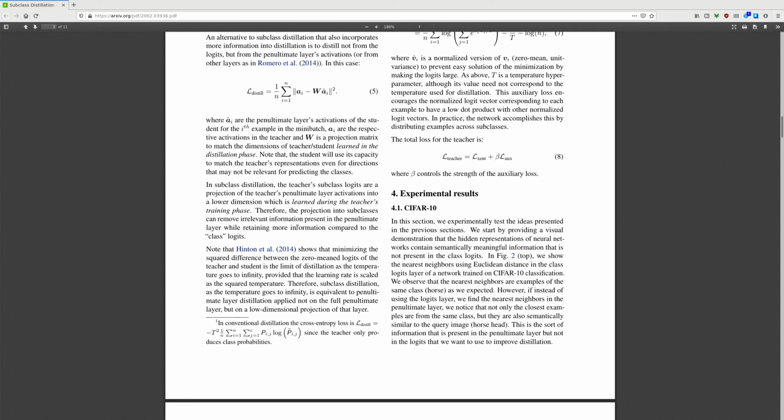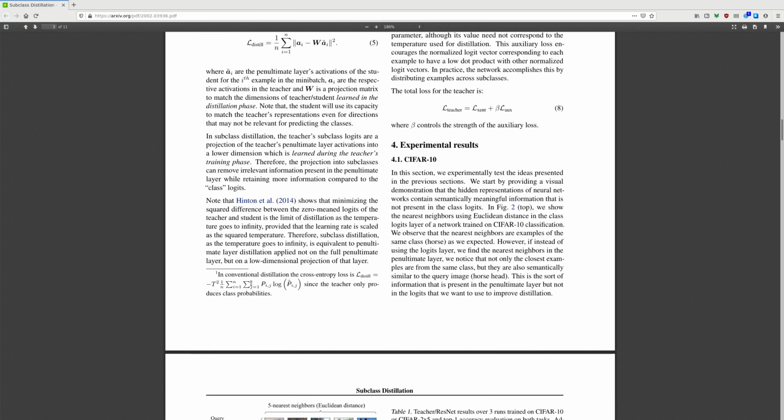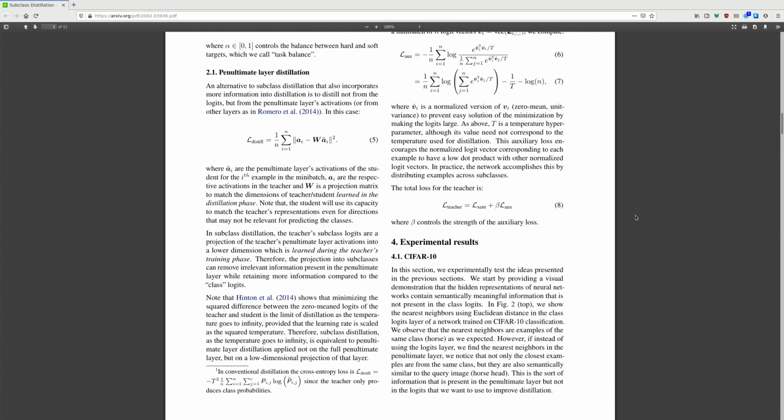Therefore, the prediction into subclasses can remove irrelevant information present in the penultimate layer, while retaining more information compared to the class logits. Note that Hinton 2014 shows that minimizing the squared difference between the zero mean logits of the teacher and student is the limit of distillation as temperature goes to infinity, provided that the learning rate is also scaled by squared temperature. Therefore, subclass distillation as temperature goes to infinity is equivalent to penultimate layer distillation applied not on the full penultimate layer but on a low-dimensional projection of the layer.